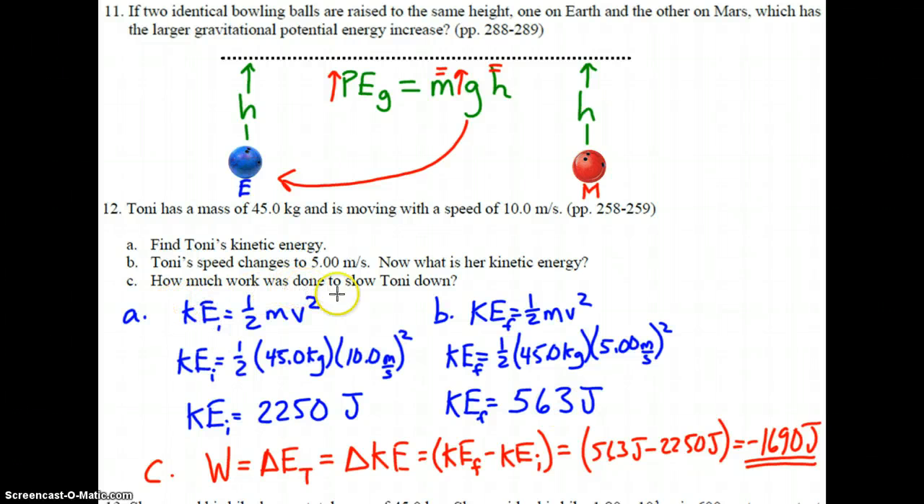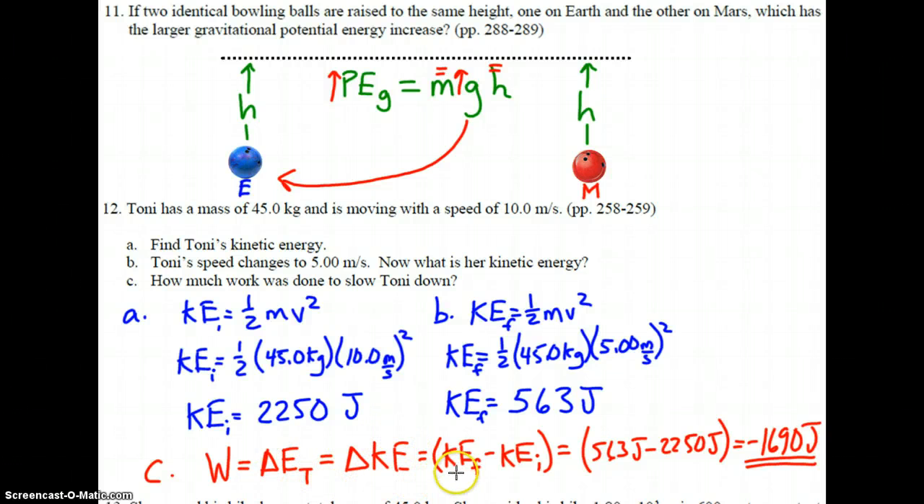Lastly, how much work was done to slow Tony down? This again is a work-energy calculation. W equals delta ET. What form of mechanical energy is changing in this problem? Is Tony's speed changing? Yes, so there's a change in kinetic. Is her height in a gravitational field changing? No. Is she attached to a spring whose length changes? No.